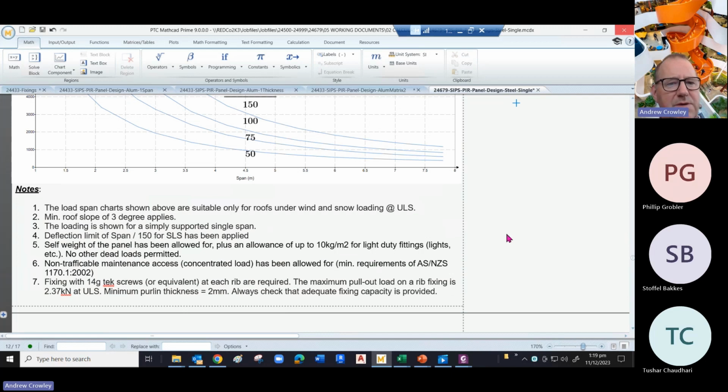So these charts are to be used for roof wind loading and snow loading at ultimate limit state. Typical warning that we've got a minimum roof pitch of 3 degrees. And it's based on a simply supported single span panel. And our deflections have been limited to span over 150. We've made an allowance of 10 kilograms per square metre for light duty fixings, lights and so on. No other dead loads have been permitted.